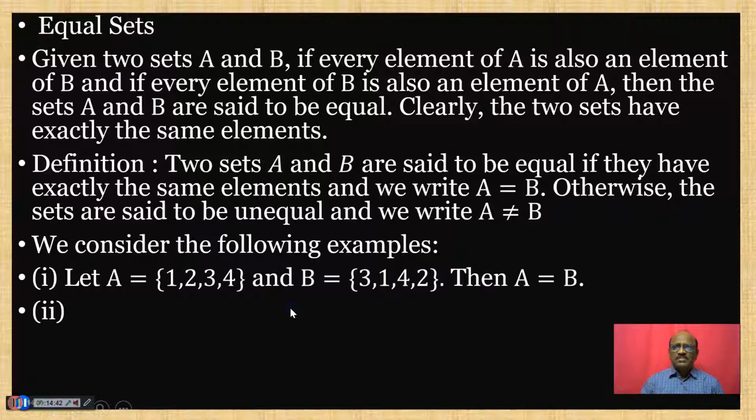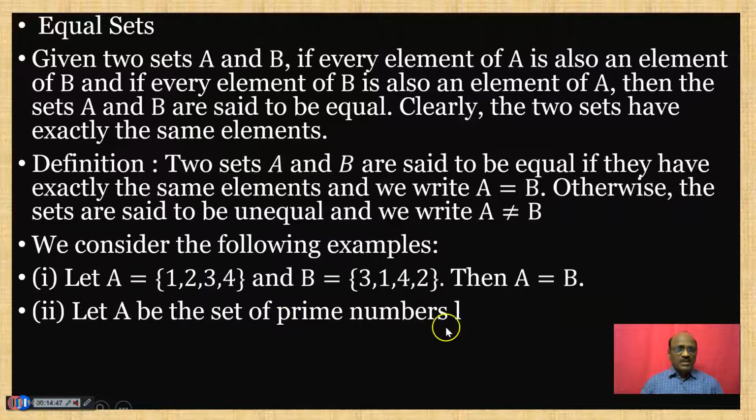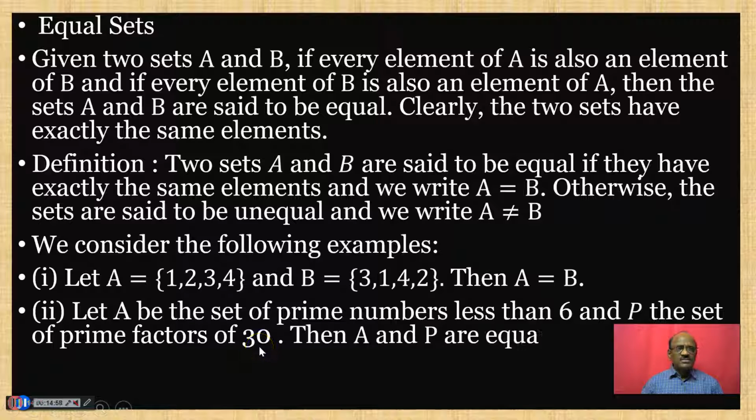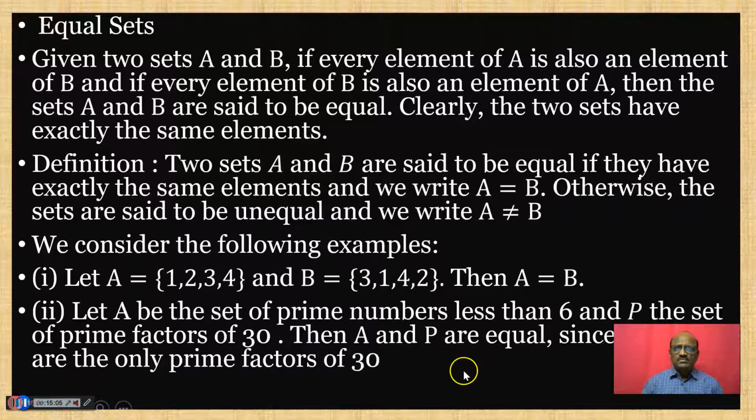Second, let A be the set of prime numbers less than 6 and P the set of prime factors of 30. Then A and P are equal, since 2, 3 and 5 are the only prime factors of 30. And these are also less than 6.